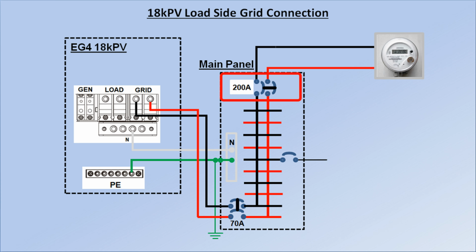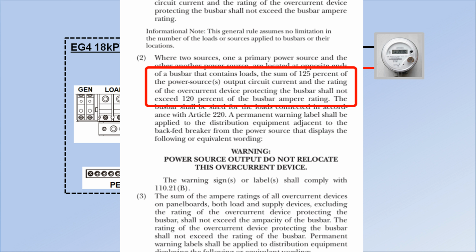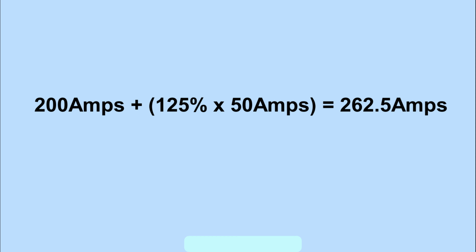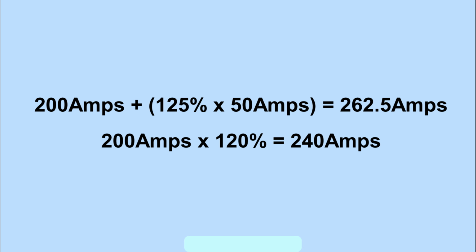The primary power source is the service main breaker. The other power source is the inverter circuit breaker. And like it says, they're located at opposite ends of the busbar. The sum of 125% of the power source's output circuit current and the rating of the overcurrent device protecting the busbar shall not exceed 120% of the busbar ampere rating. So we're adding the main breaker rating to the maximum inverter output rating times 125%, like this. It turns out 120% of 200 amps is 240 amps, which is 23 amps less than the sum of the combined power sources. So this configuration can't work.